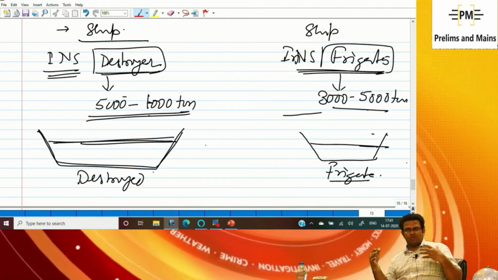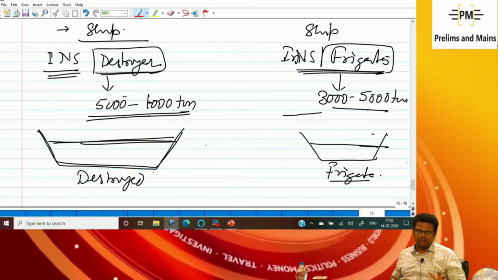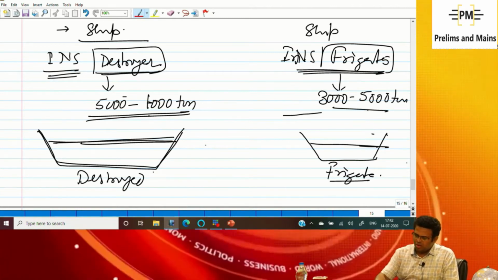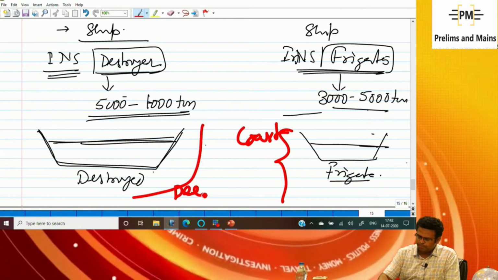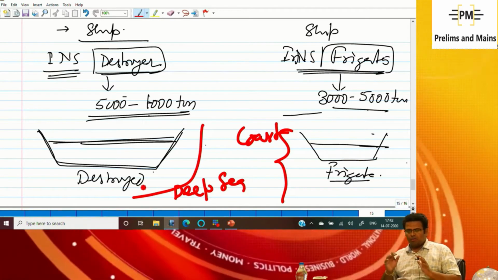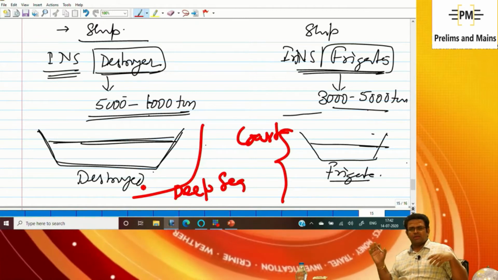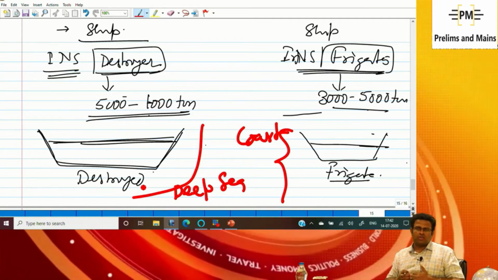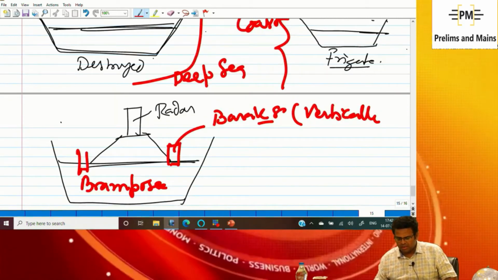Destroyers and frigates both fight fast, but frigates generally operate along the coast and destroyers in the deep sea. If a war is taking place in the Arabian Sea and Bay of Bengal, along the coast the frigates will be active, and in the deep sea the destroyers will be active. Both have a good radar system and a large number of missiles that can destroy anything. So let us go and see Barak 8.